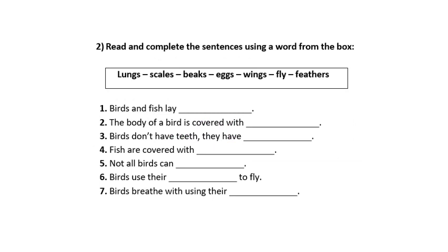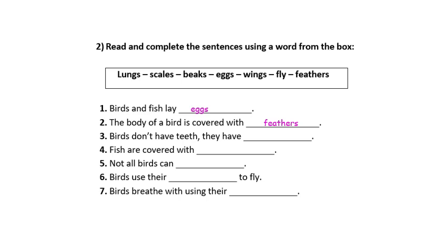Now here, number 2, we have to read and complete the sentences using a word from the box. First, let's read the words together. We have lungs, scales, beaks, eggs, wings, fly, and feathers. Number 1, birds and fish lay lungs? No. Birds and fish lay eggs. Number 2, the body of a bird is covered with scales. Do you think? No, the body of a bird is covered with feathers.